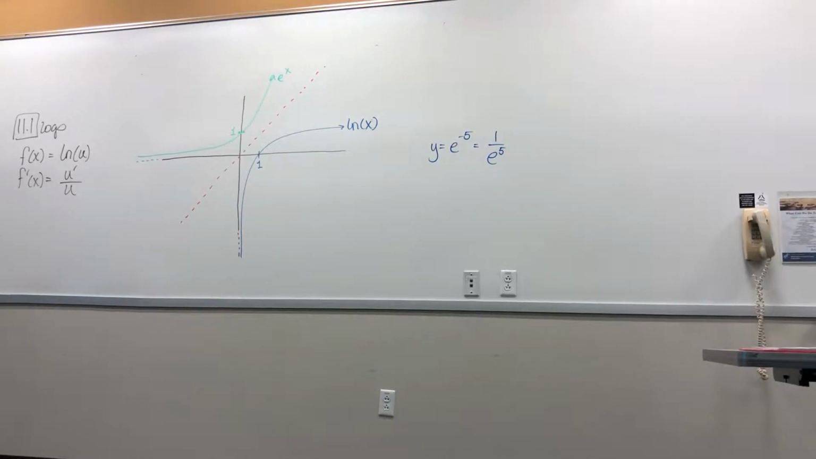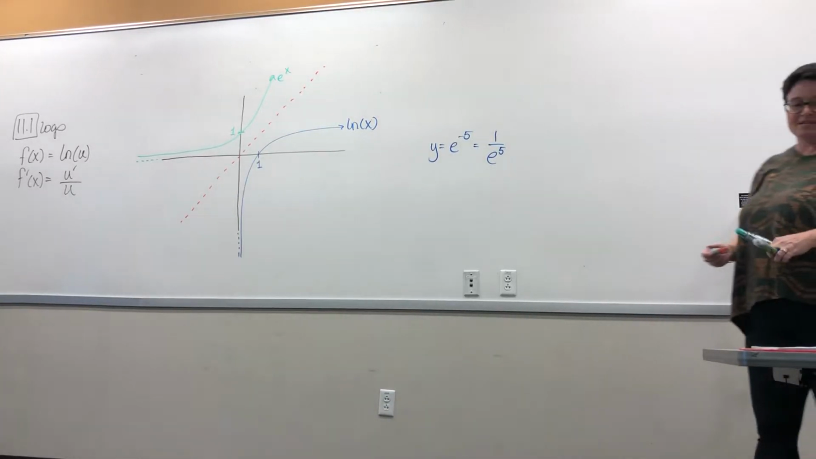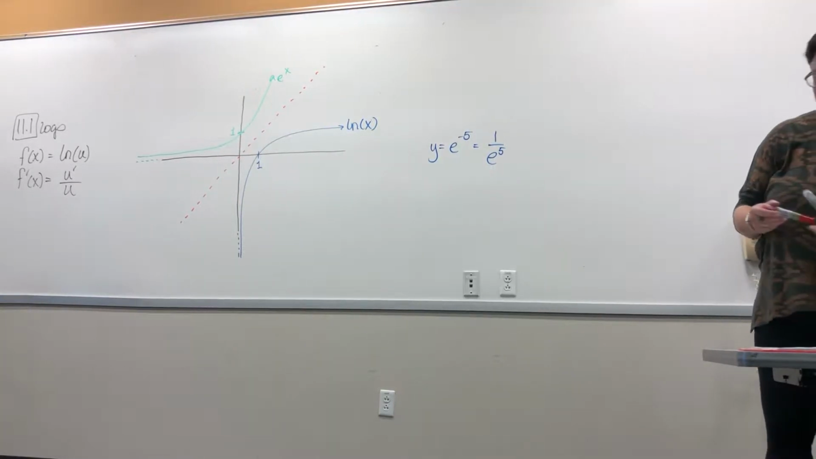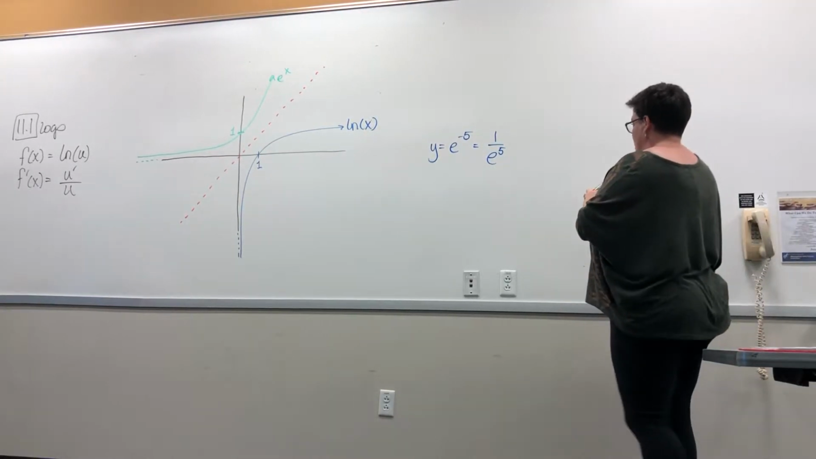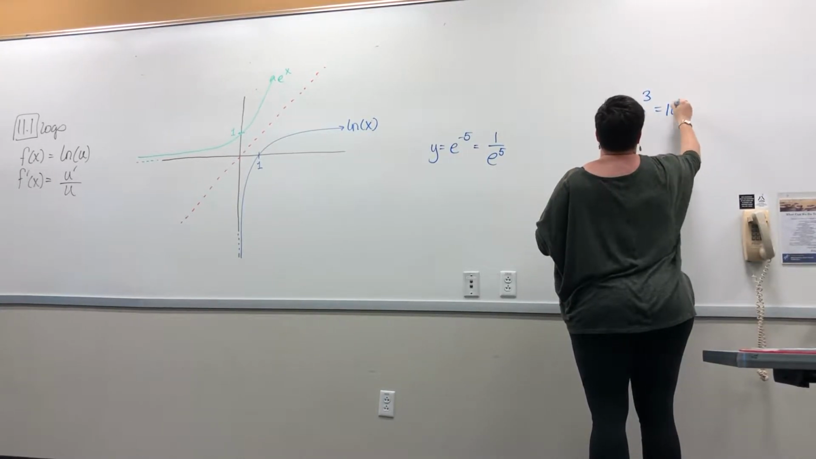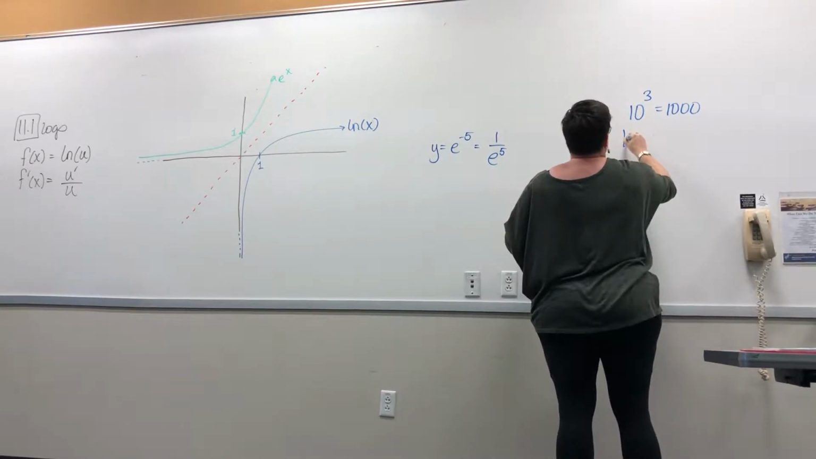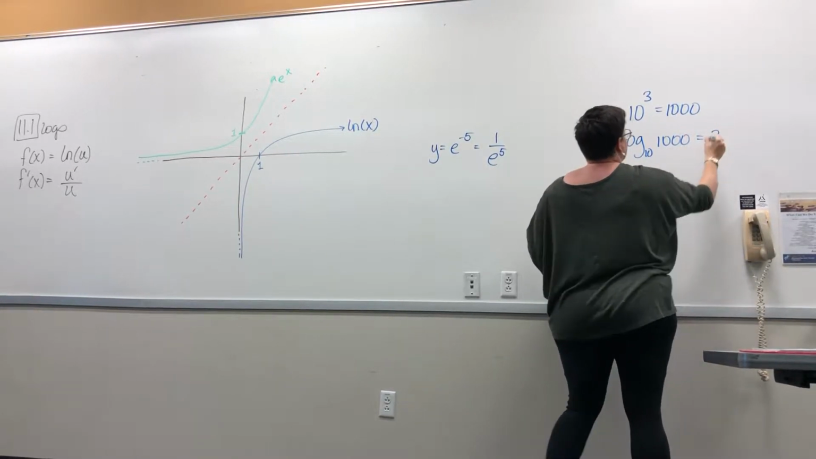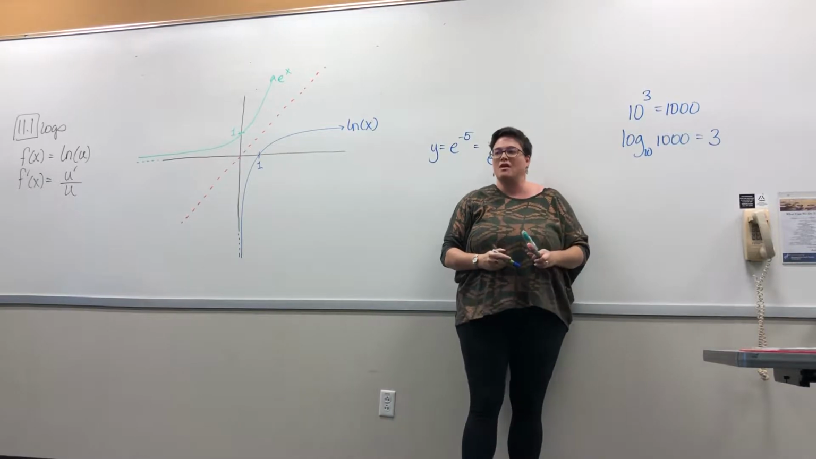We use them because they have unique properties. But now I want to talk to you guys about exponents and how they're related to each other, how exponents are related to logs. Remember I said 10 cubed equals 1,000? And so log base 10 of 1,000 equals 3. That's how I opened up the log discussion last time.